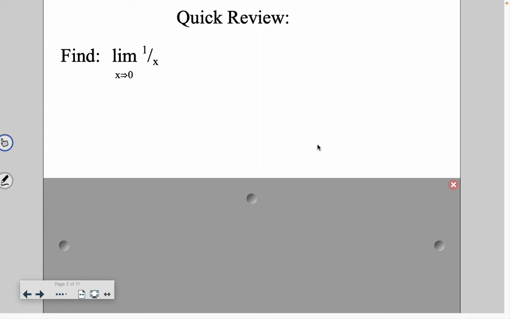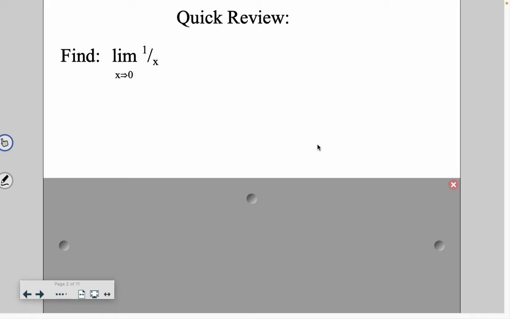All right, so a little quick review here. If we had to find the limit of 1 over x as x goes to 0. Yes? No? We got an issue, right? If you take 0 and plug it in, you get 1 over 0. Can't have that. And you can't really factor that. There's no factoring. There's no conjugate here. There's no square root. So we got an issue.